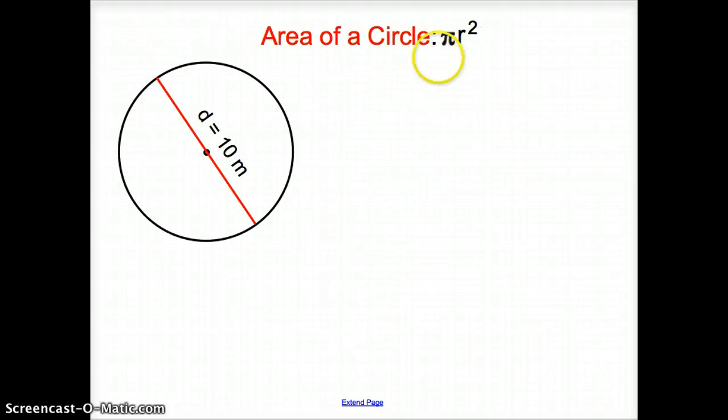Next, let's talk about area of the circle. Area of the circle is pi times radius squared. Again, remember that pi is 3.14. Now we look at our circle. It says d equals 10 meters. Well, d is the diameter. We only want half of that. Well, what is half of 10? 5. 10 divided by 2 is 5. So now we found our radius. Our radius is 5. So now we're going to plug that into our formula.